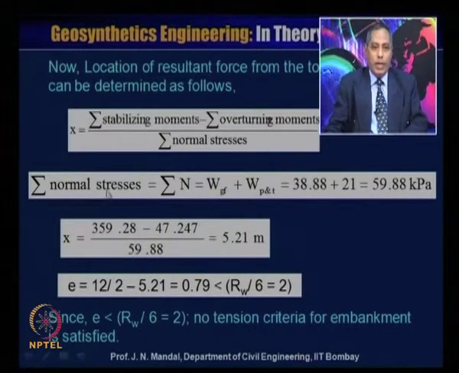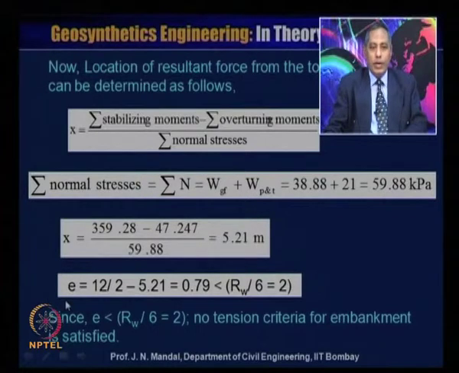Now, you can calculate the x using this equation. x is equal to the stabilizing moment, which we have already calculated as 359.28, divided by the overturning moment, also calculated as 47.247, and here the normal stress which we calculated is 59.88. So, you can obtain the value of x is equal to 5.21 meter.